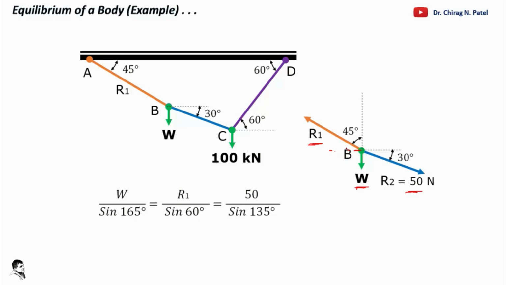Again we just sort out the different angles. What we know is this is also 45 degree, this is 90 degree, and this is also 90 minus 30. So you can apply the angles properly and write down in the form of Lami's theorem. Solve one by one, you can get W equal to 18.25 kilonewton and R1 as 61.24 kilonewton here. So I think it is clear how to resolve an example of equilibrium of a body using Lami's theorem.